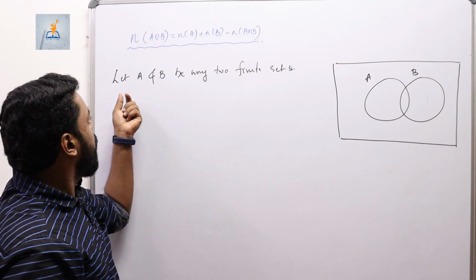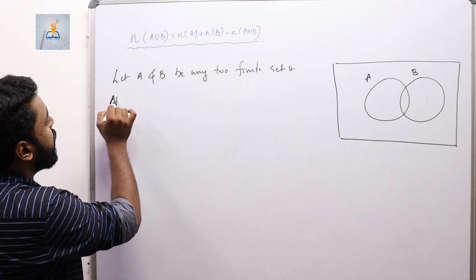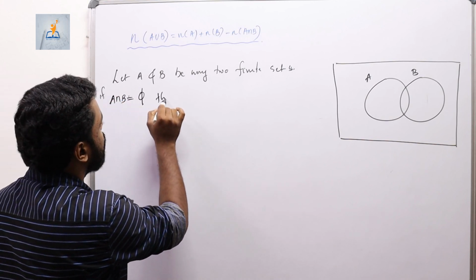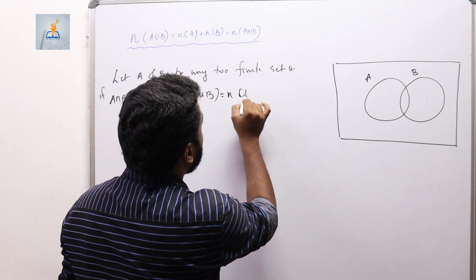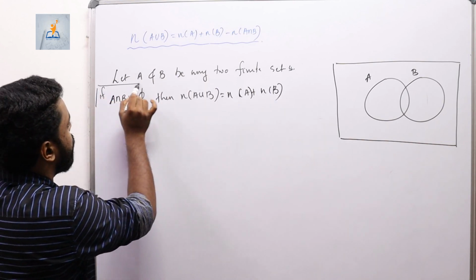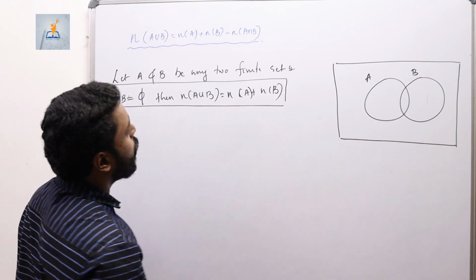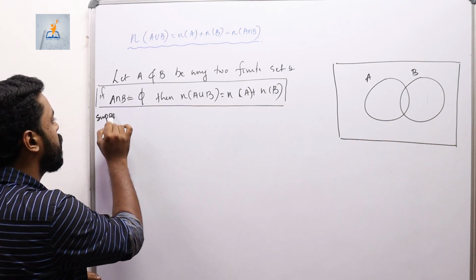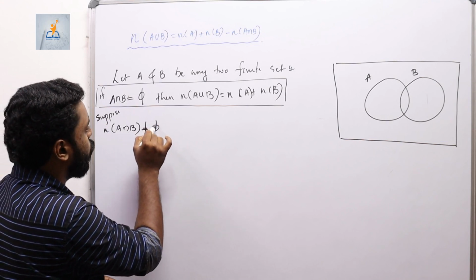Now let A and B be any two finite sets. If A intersection B is equal to phi, then n of A union B will be nothing but n of A plus n of B. This result is very important. If A intersection B is equal to phi, then clearly n of A union B is equal to n of A plus n of B. Let it be there. Suppose that A intersection B is not equal to phi.